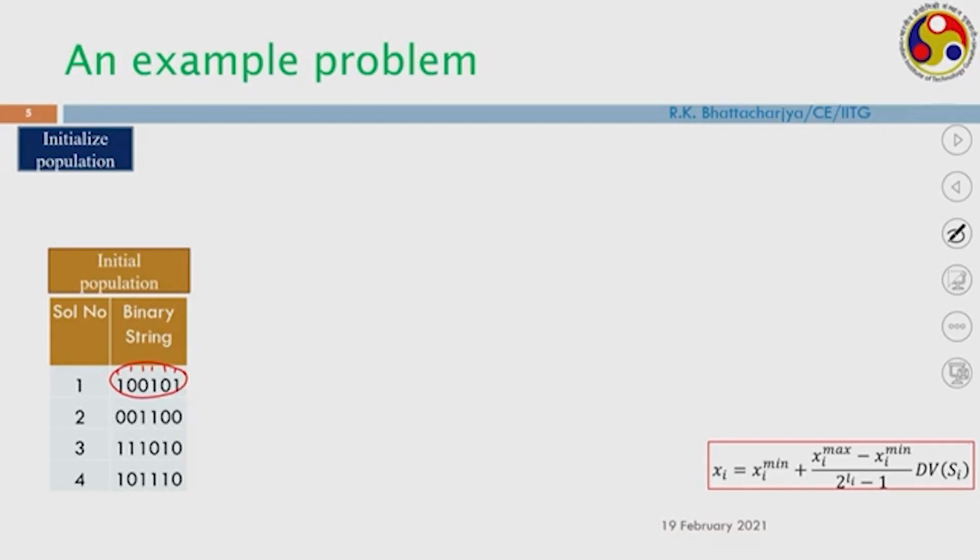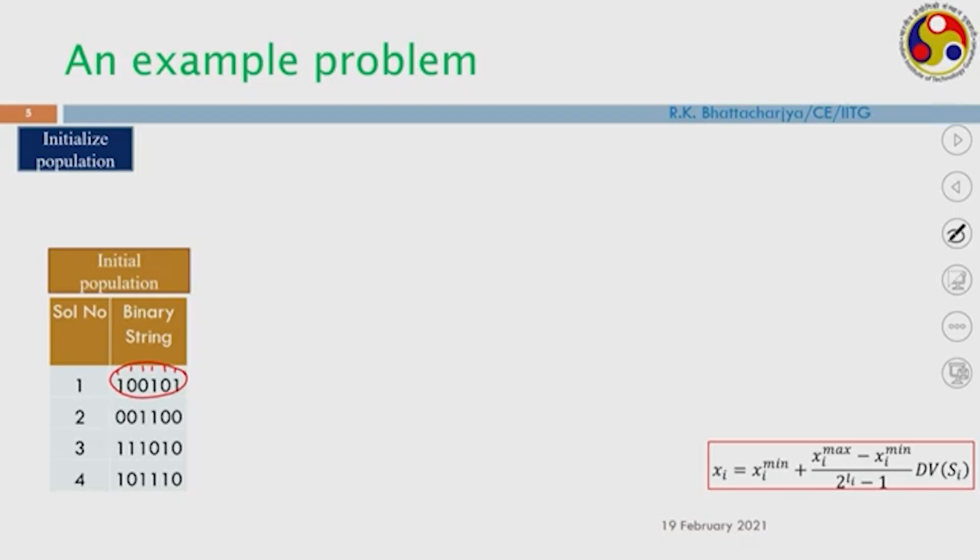You can also write a computer code. I can generate a random number between 0 and 1. If the number is more than 0.5, then I will put 1, and if it is less than 0.5, then I will put 0.